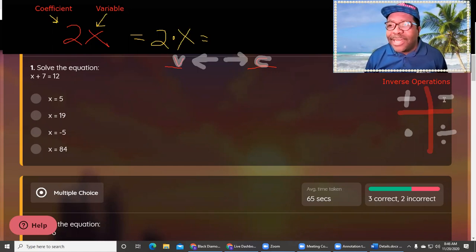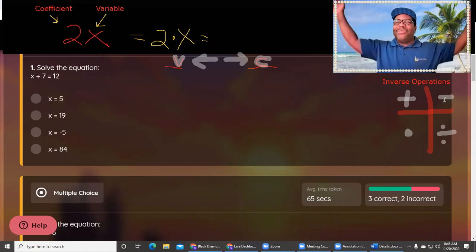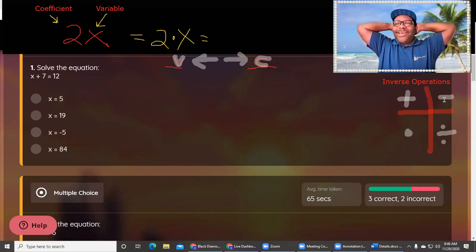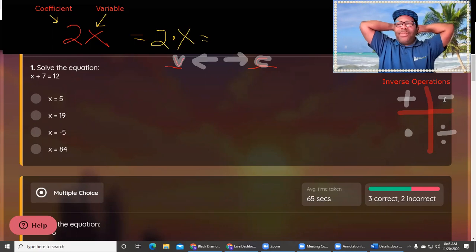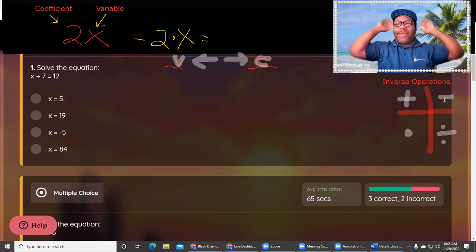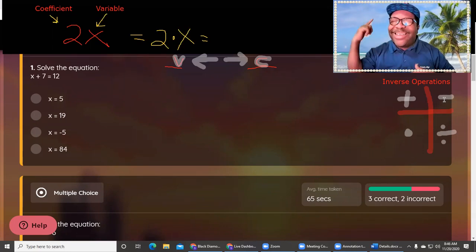Minus is an operation. Oh man, the sun feels so good today. I'm at Varner Beach. Yeah, I own my own beach. Yeah, you have to pay to come here. Yeah, that's how I do it.